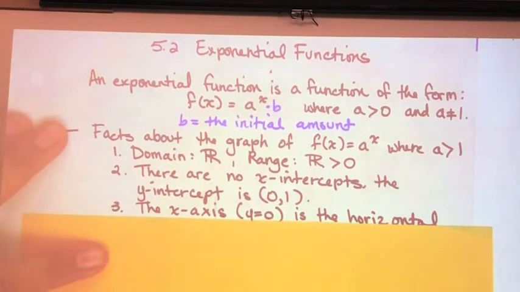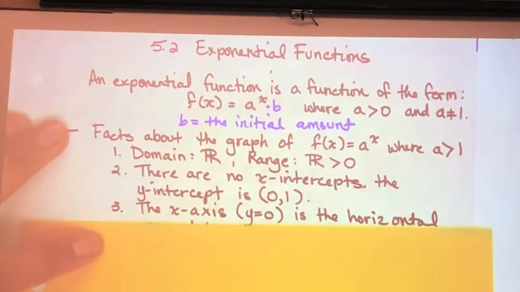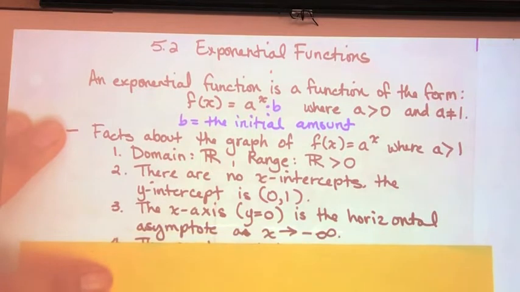The domain is all real numbers. Our range is all real numbers greater than 0. There are no x-intercepts because we have an asymptote at y equals 0. And the y-intercept is (0, 1) for every single one of these functions. Just like the parent graphs, we have our essential points. (0, 1) is an essential point. The x-axis is y equals 0.